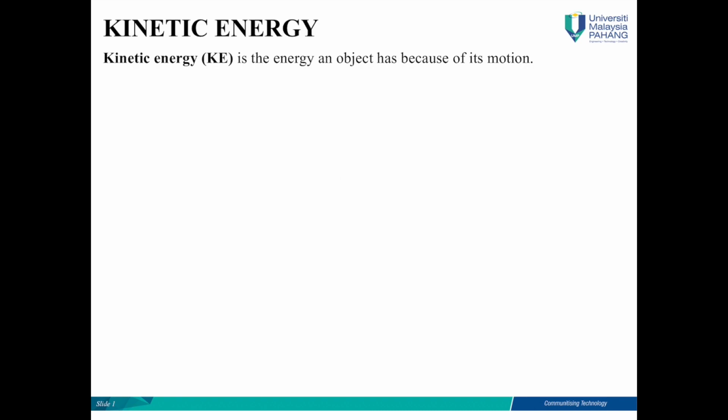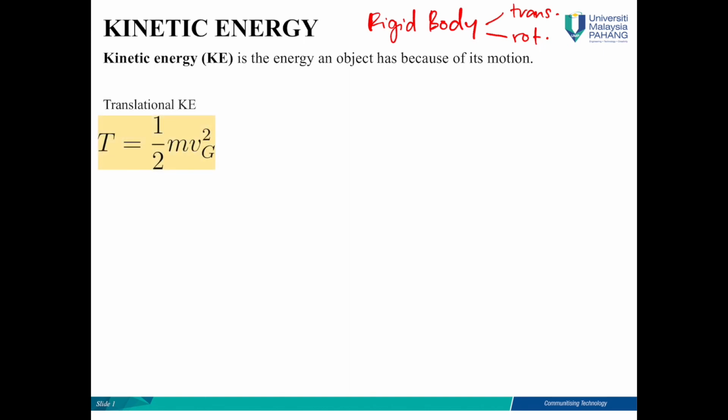Okay, this I suppose that all of you should know about already. So now we are talking about a rigid body, right? A rigid body, as I've mentioned, has both translation and also rotation. Kinetic energy is divided into two types, or basically two formulas to calculate it. The first one is translational kinetic energy, which is calculated by 1 over 2 times the mass times the velocity of the center of gravity squared, 1 over 2 m vg square.